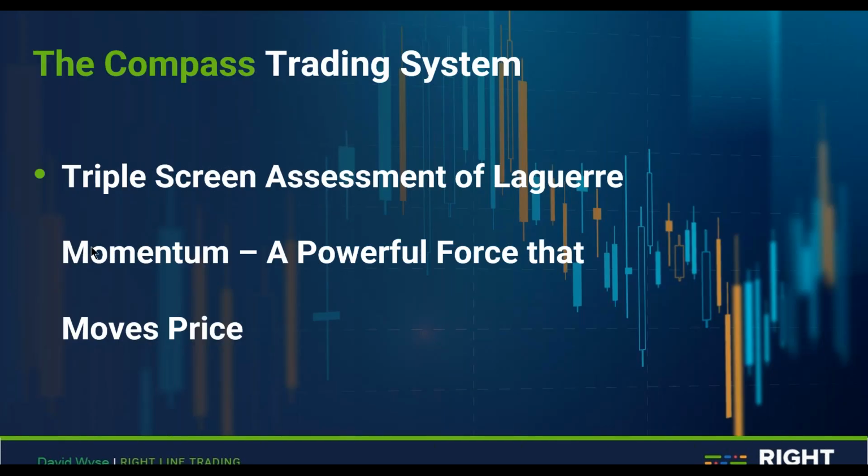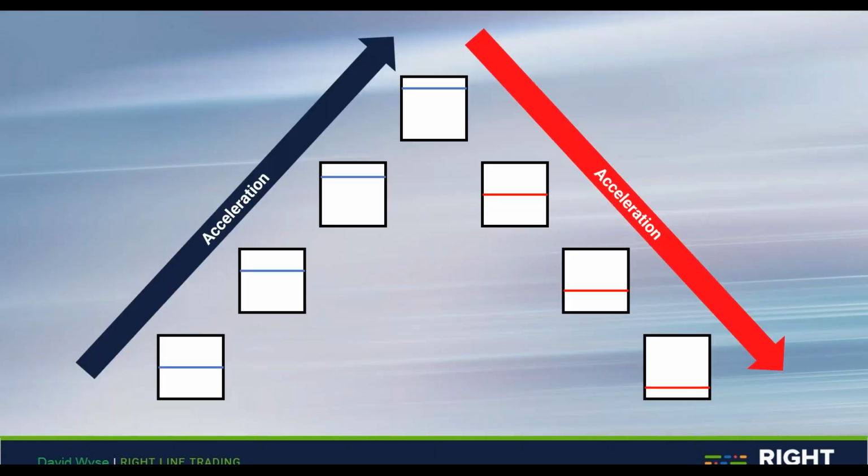So again, we're going to do the triple screen assessment of the Laguerre. We're going to look at momentum, and I'm going to talk about momentum here in just a second. And this is what moves prices. It's the institutions that are doing this. So this is a slide that's talking about momentum, and this is maybe not the way you think of momentum. When you think of momentum, you think of you step on the gas and the car accelerates.